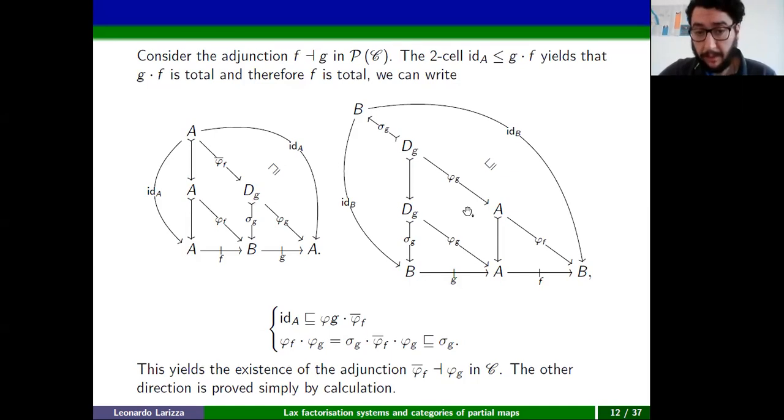And moreover, if we look at the co-unit here, we have this 2-cell, which is written here as an equation, which is actually the co-unit 2-cell that we are seeking in C, in this guise because it is composed on both sides with sigma G that is faithful, and therefore we can cancel it and obtain the co-unit 2-cell. This concludes one direction of the statement, and the other is proved directly, since piecing together all of the properties, we are able to rewrite these two diagrams that define the adjunction in PC.